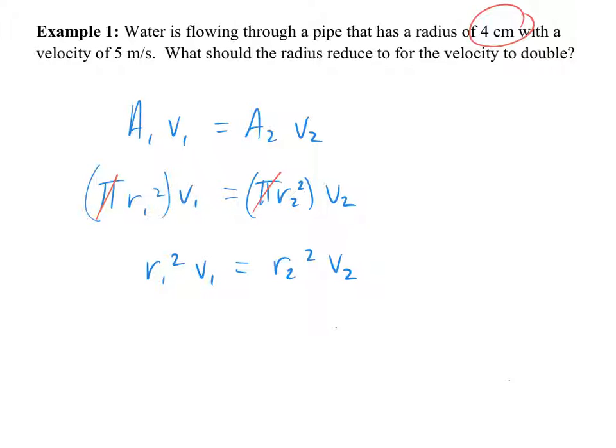So this is 4 centimeters. So we know that the radius is 0.04 meters. That's what Ernest told us, right? We got to convert to meters. Turns out the velocity to start is 5 meters per second. It says, what should the radius reduce to? So what are we looking for? We're looking for the radius if the velocity is to double. So what's the velocity going to be? 10.